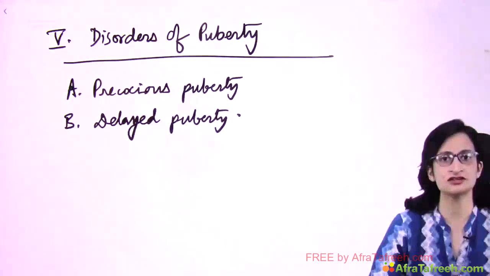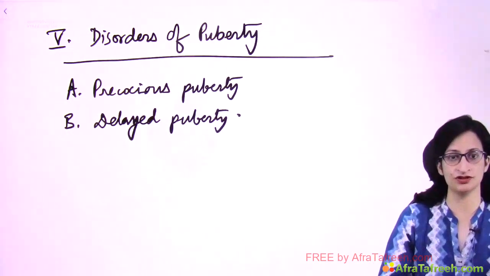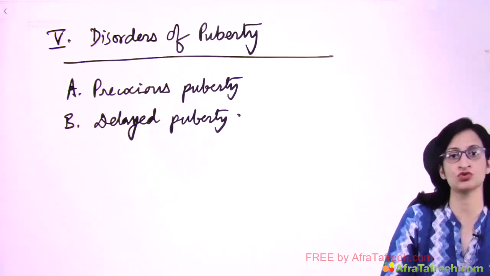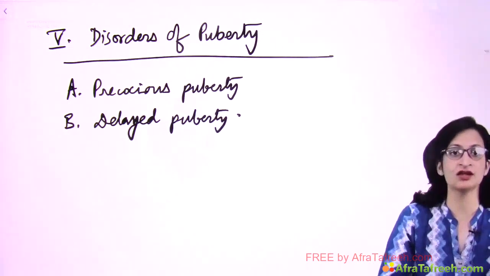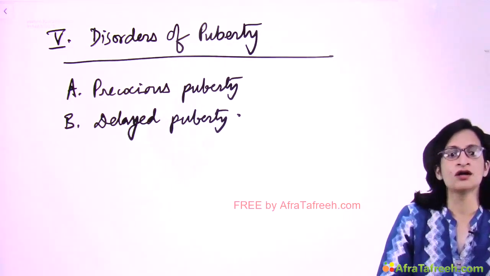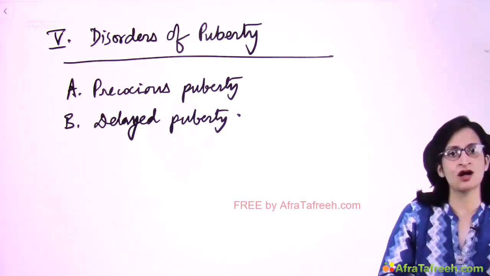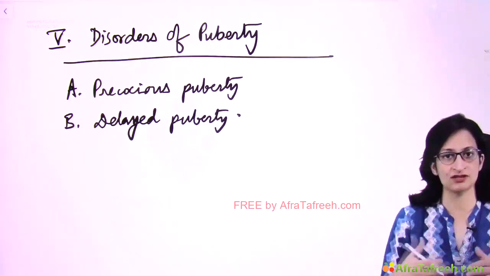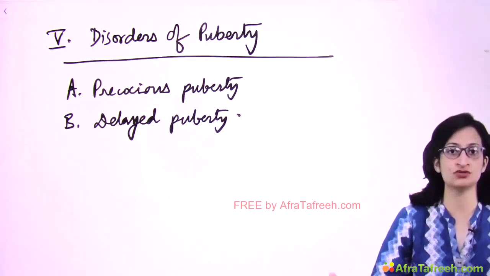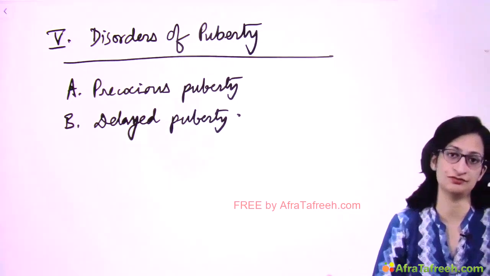Let us discuss a little bit about the disorders of puberty. We already discussed normal puberty in the chapter on growth and development. Now moving to the disorders of puberty. Puberty can either come earlier than the usual time, which is called precocious puberty, or it can come later than the usual time, which is called delayed puberty.